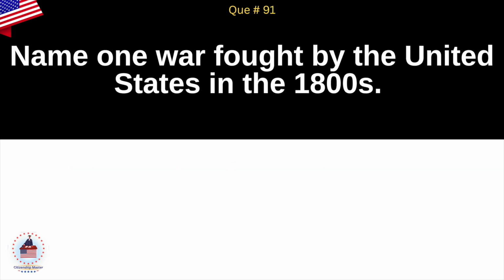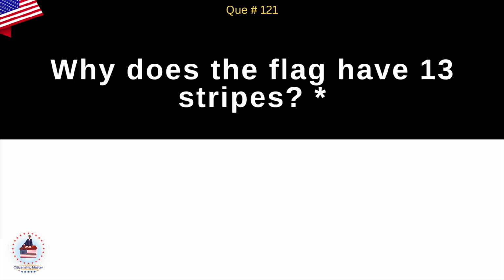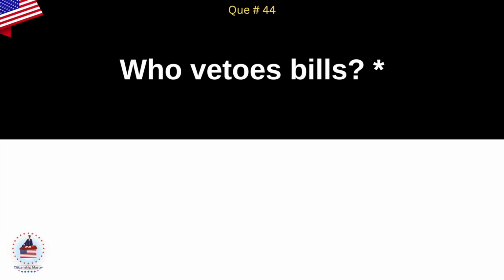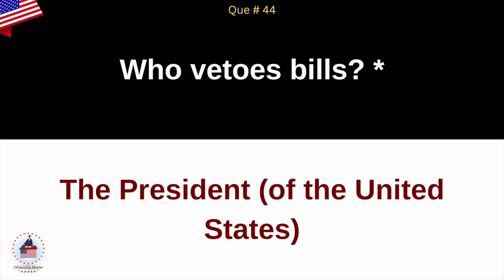Name 1 war fought by the United States in the 1800s. Civil War. Why does the flag have 13 stripes? Because there were 13 original colonies. Who vetoes bills? The President of the United States.